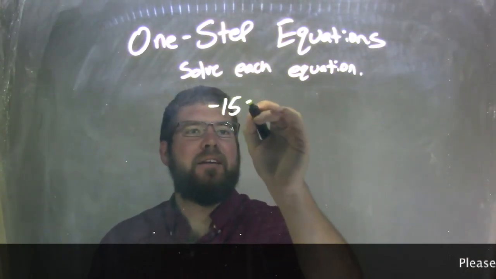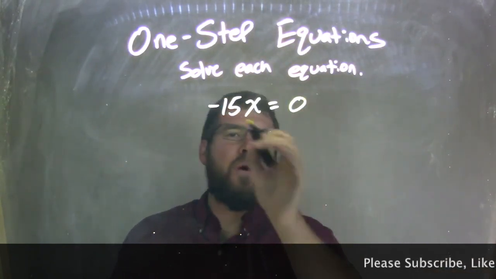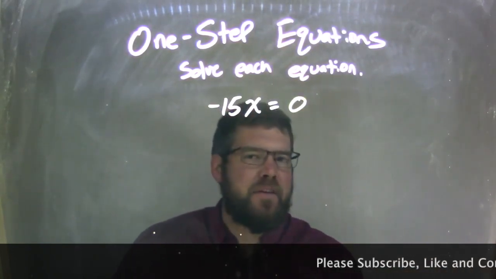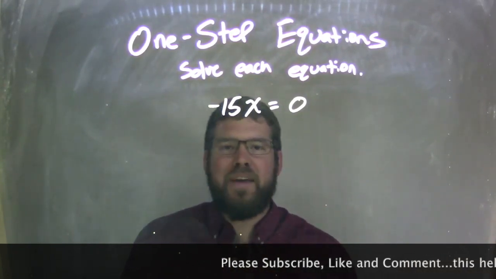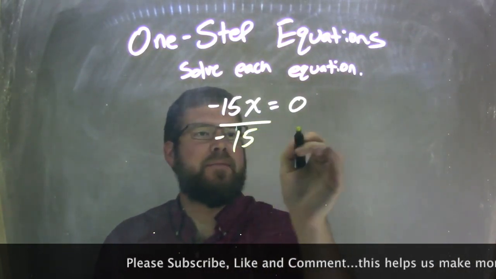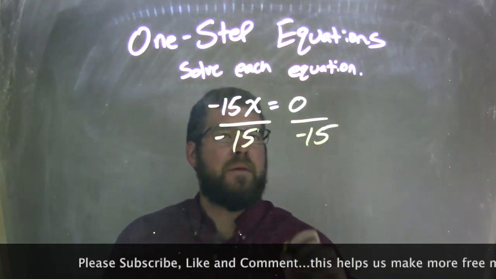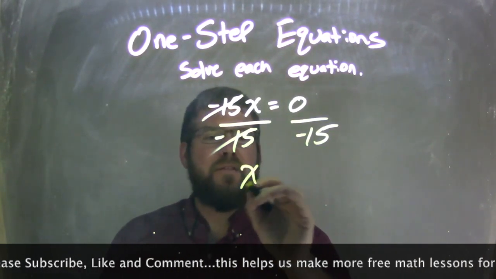Negative 15x equals 0. Well, I have multiplication there, right? And negative 15x is just multiplied. It's negative 15 times x. So the opposite of multiplication is division. So we divide both sides by negative 15. Well, the negative 15s cancel, right? So we're left with a positive x.